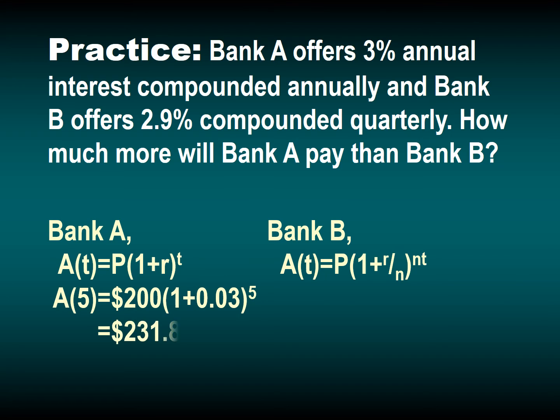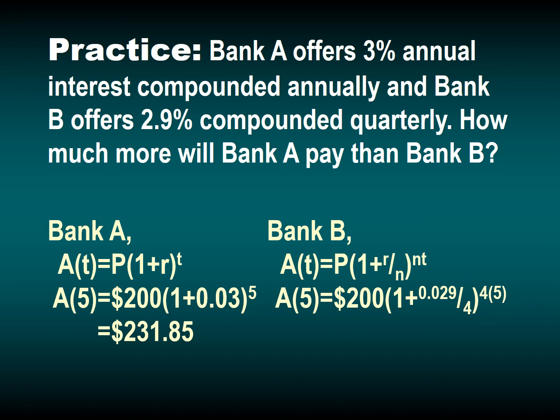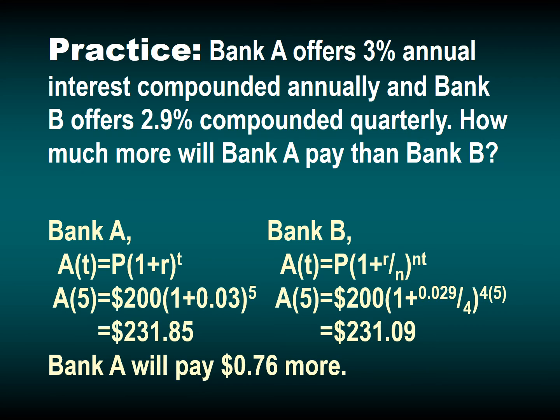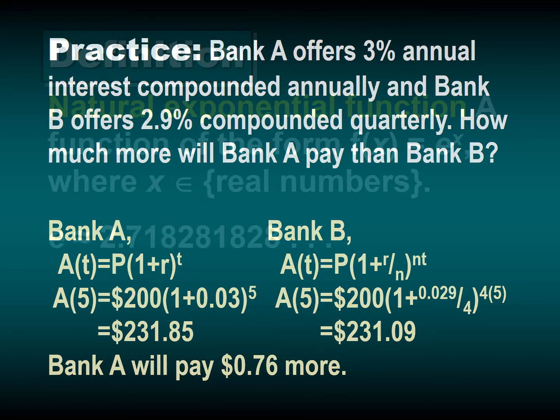So for Bank A, we end up with $231.85. And for Bank B, we end up with $231.09. So just a slight difference between Bank A and Bank B. Bank A will pay 76 cents more, even though it had a higher percent than Bank B.